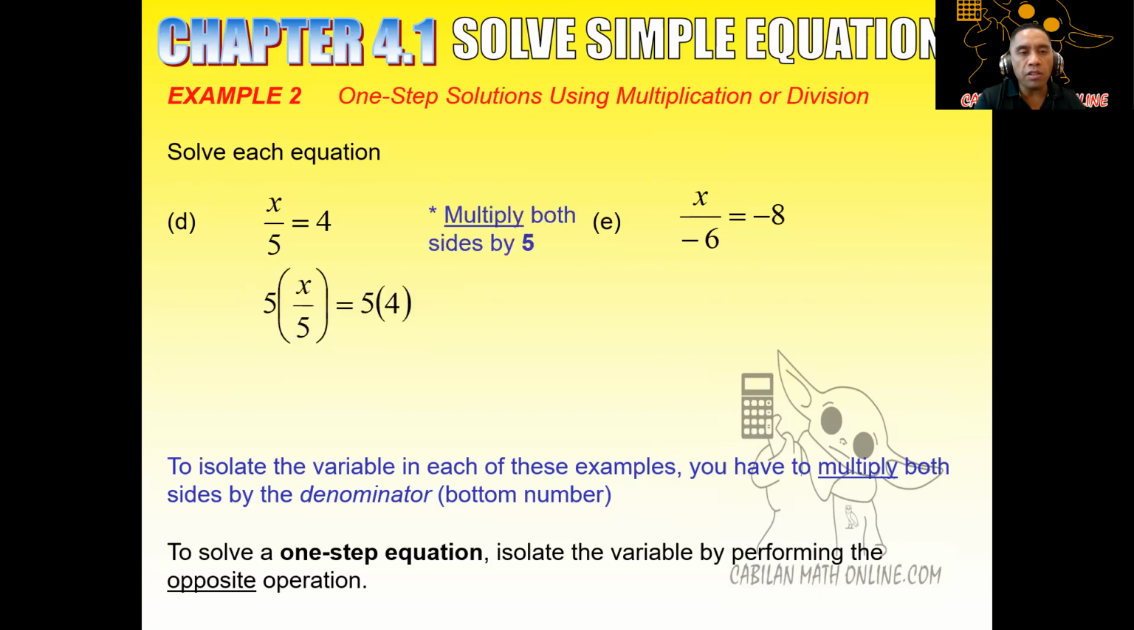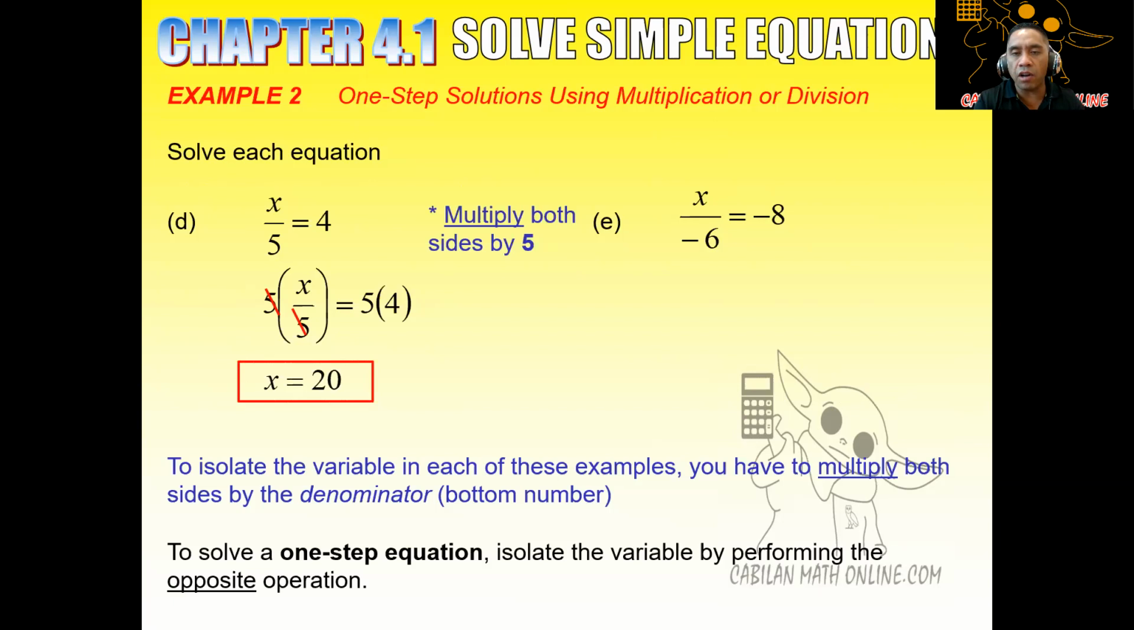Now, I want to explain why we need to do that. In a similar fashion to the previous example, basically what we want to do here, when we multiply both sides by the denominator, it cancels out the denominator. If you take a look at the 2 red slashes there, that's just a visual representation of 2 numbers canceling out, and you can see here that the x is now on its own. And then 5 times 4, that'll give me 20.